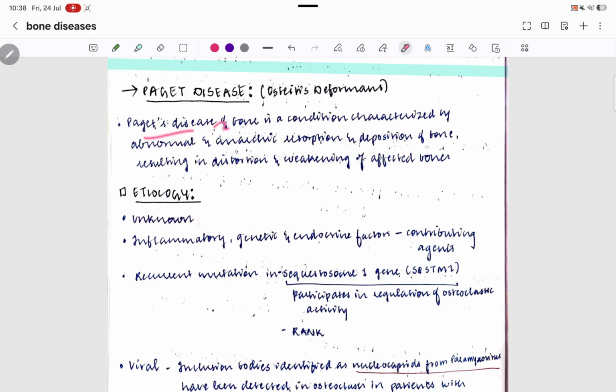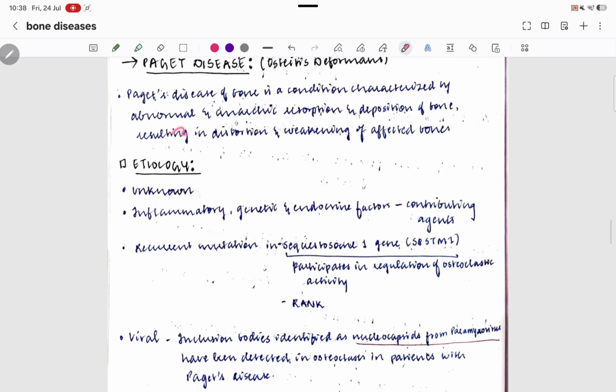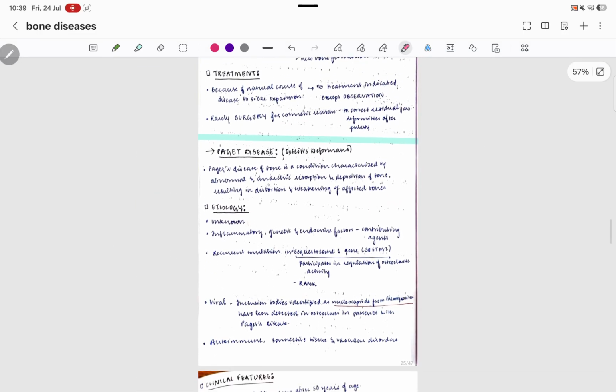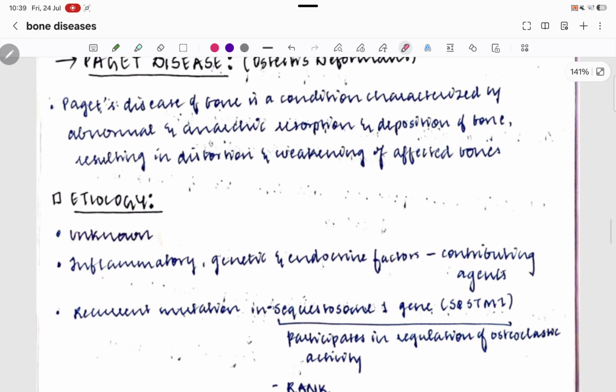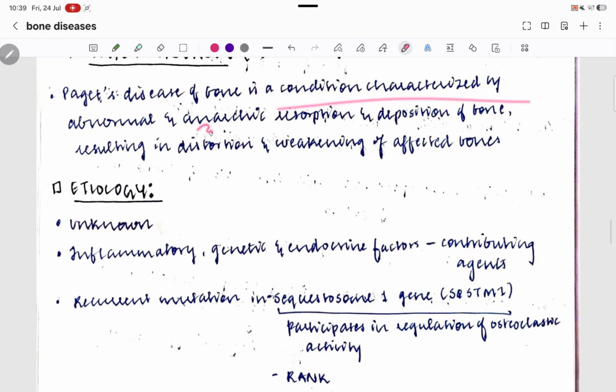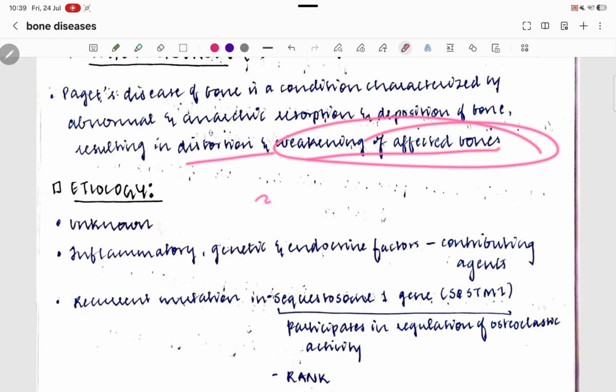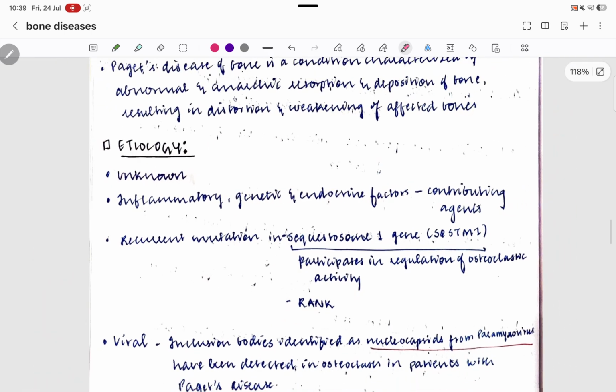Let us begin. Paget's disease of the bone is a condition that is characterized by abnormal resorption and deposition of bone, resulting in distortion and weakening of the affected bones. So this is a kind of disease that occurs in older adults, okay. So there is distortion of the affected bones, weakening of the affected bones, okay.